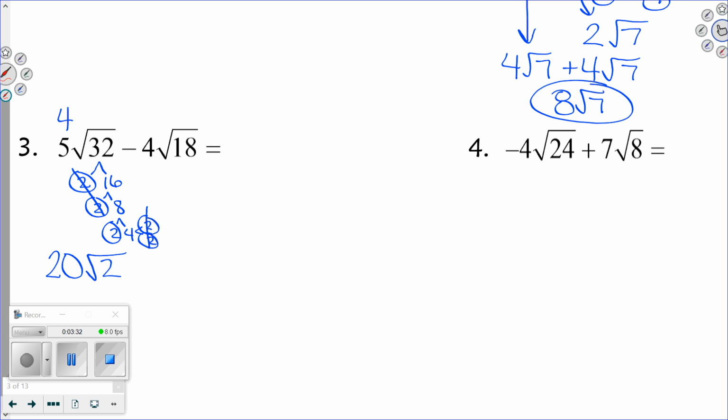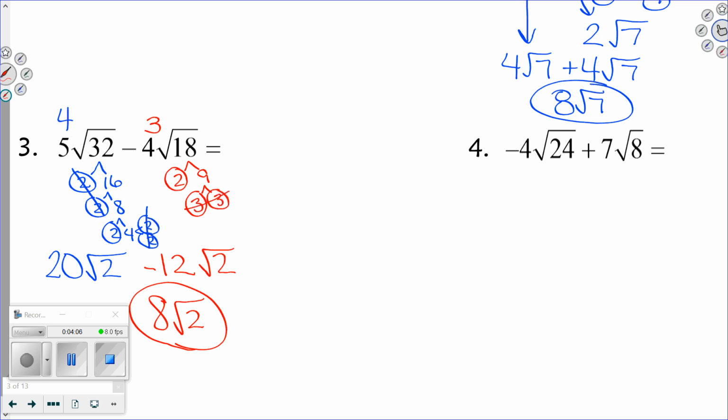The other side of this, 18. I can do a factor tree. It's 2 and 9, and 3 and 3. Looking for pairs, I got a pair of 3's. If I pull the 3 out, that's going to multiply with the negative 4 to give me negative 12. And I have a leftover 2. Are they like terms now that I can put together? Yeah. 20 radical 2 minus 12 radical 2 would be 8 radical 2. That radical 2 almost acts like a variable where that doesn't change. I'm just putting them together.